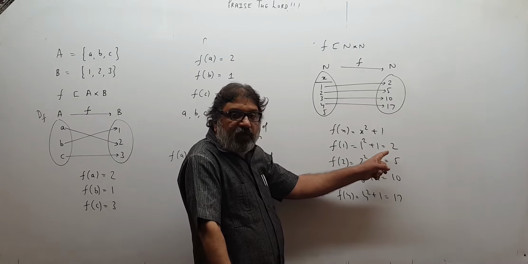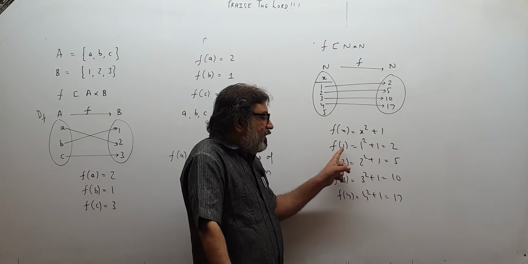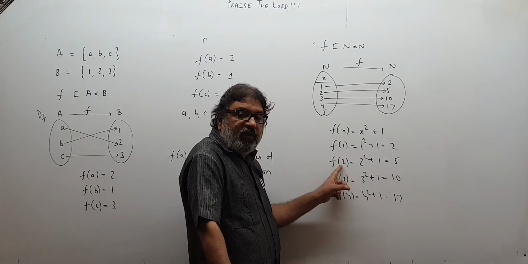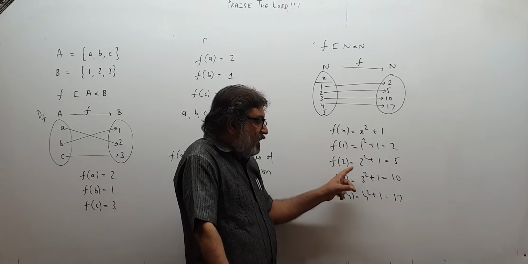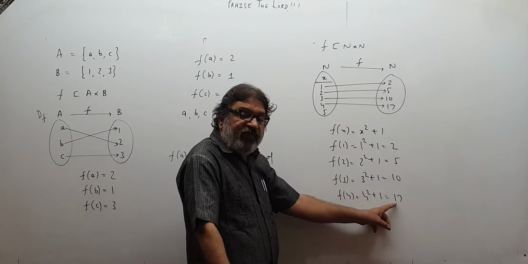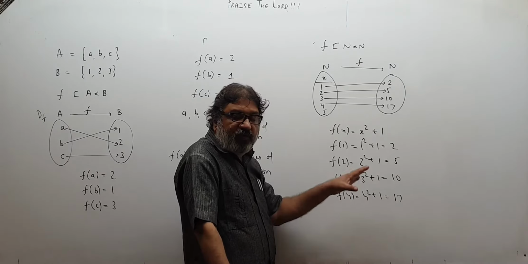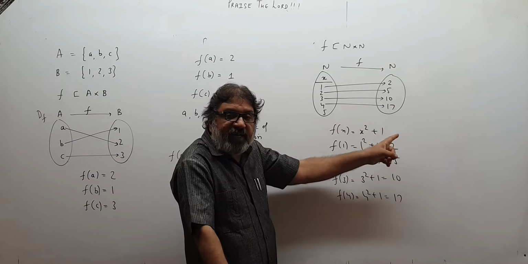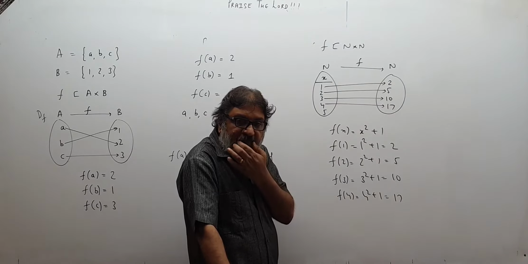So 2 is the value of function when the value of variable is 1. 5 is the value of function when the value of variable is 2, that is, when x is 2. F is 10 when x is 3. F is 17 when x is 4. We have to think like this. So from here we will get x, and from here we will get f, the value of function.